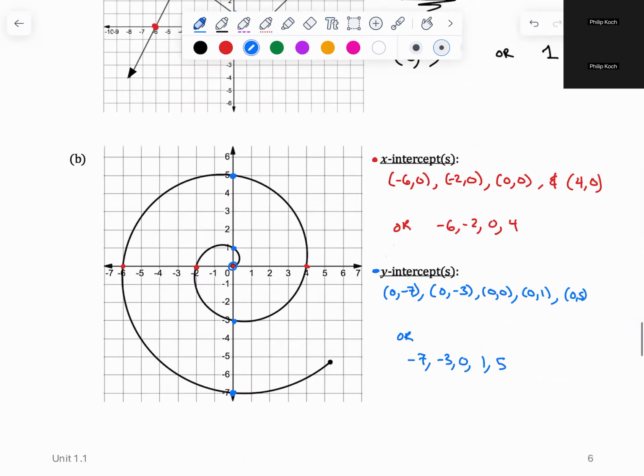And by a similar argument, the same thing is true with the y-intercepts, but it's where it crosses that vertical axis. That's -7, -3, 0, 1, and 5. So 0 is (0, 0). The origin is a spot that is both an x-intercept and a y-intercept. It's the only one that is both. But anyways, that's how we find the intercepts graphically. Are there any questions on that?